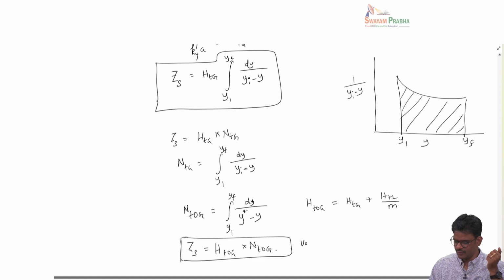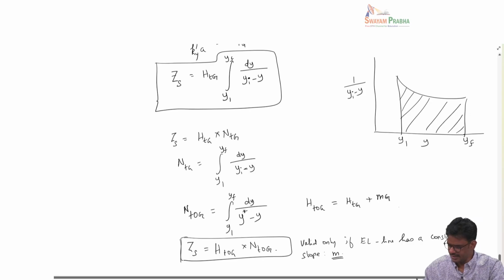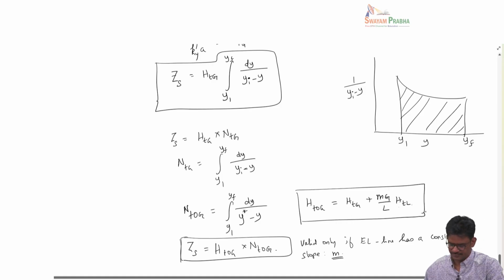So this is valid only if the equilibrium line has a constant slope, which is M here, mG by L. This is the same expression that we used in absorption also.